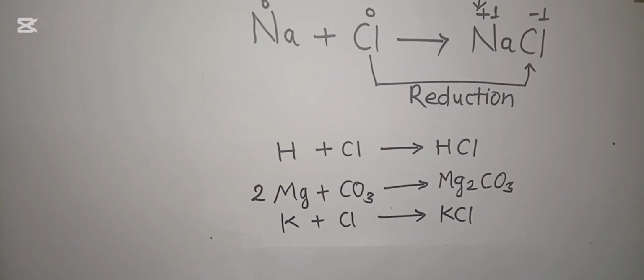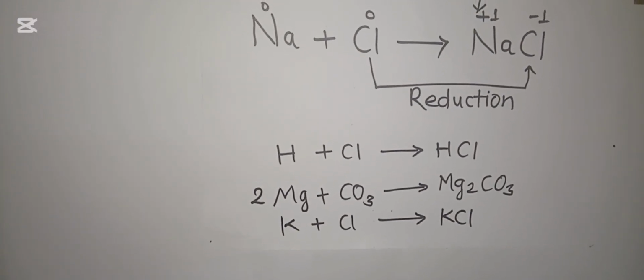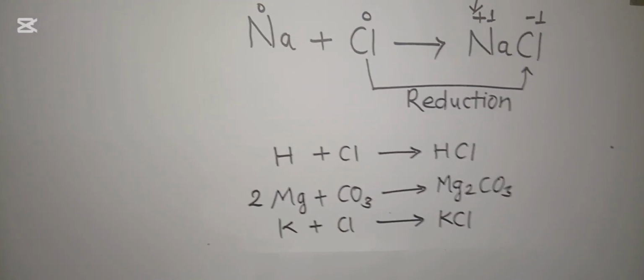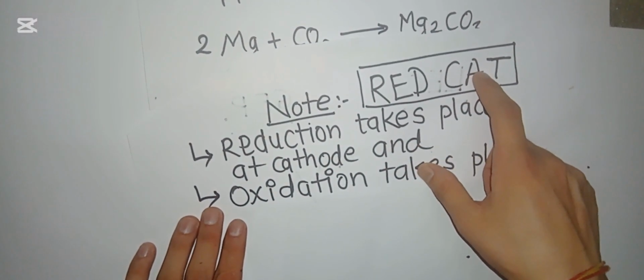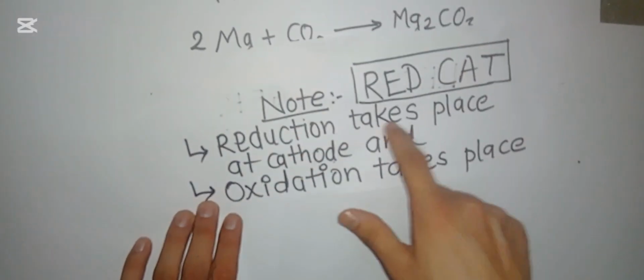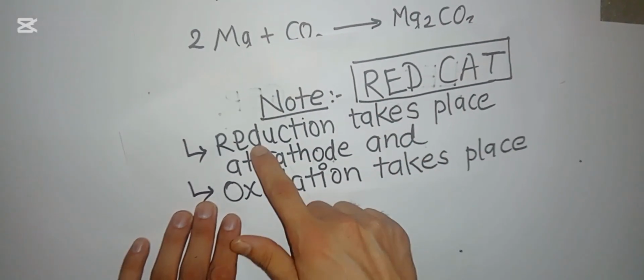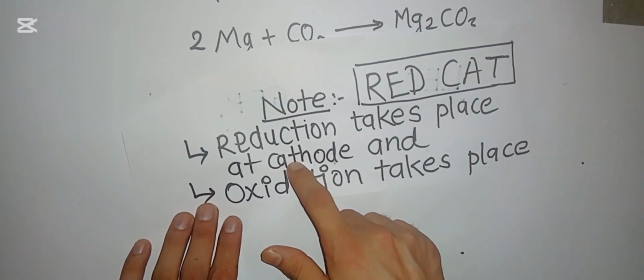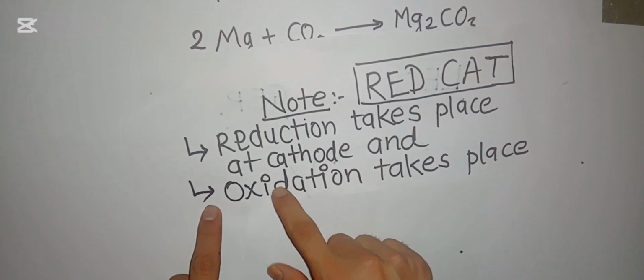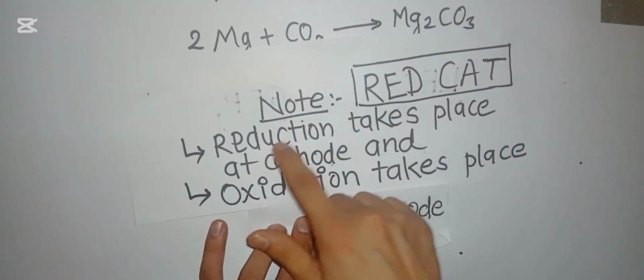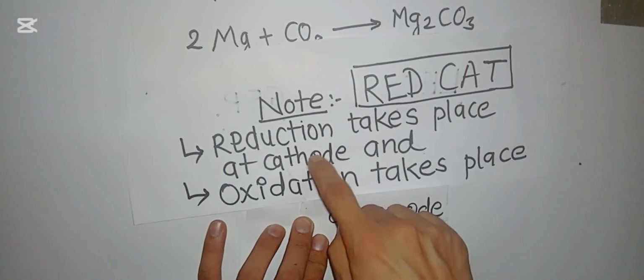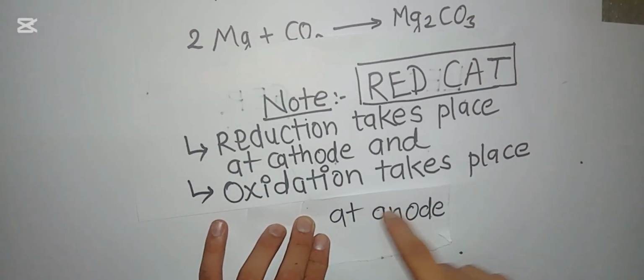Now, at last, I want to give a very important note. Note RED CAT. RED CAT means during electrolysis of any reaction, reduction takes place at the cathode. RED means reduction and CAT means cathode. And the reverse is that oxidation takes place at the anode. You just have to remember that: RED CAT, reduction takes place at the cathode, but oxidation takes place at the anode.